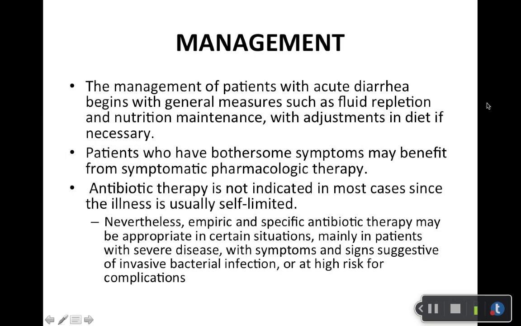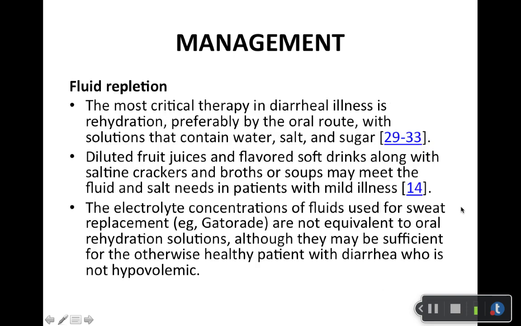Management. Like I mentioned before, a lot of times it's just going to be a nuisance for your patient. So it's going to be symptom management. You will rarely go with antibiotics. That's going to be more severe, more of an inpatient setting, and we'll touch upon those in a little bit. But for the main part, it's just going to be symptom relief.